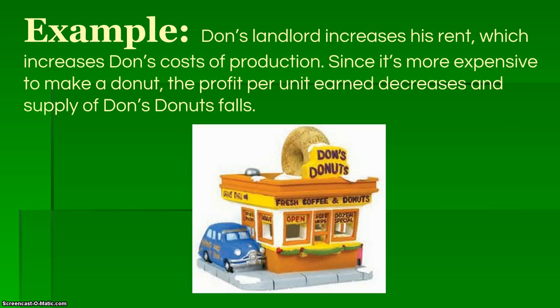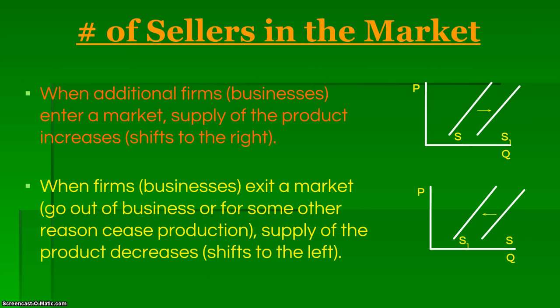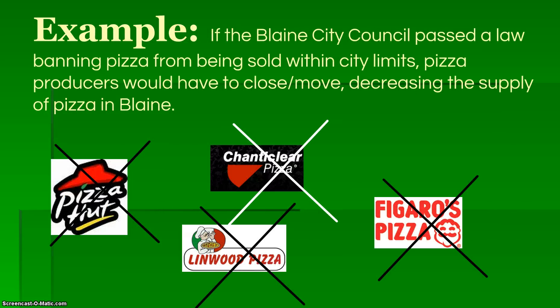So here's a little example you can take a look at. And then lastly, the number of sellers in the market. This is the S, the number of sellers, and this makes a lot of sense. When there are more firms in the market, the supply is going to go up. When there's fewer firms or businesses in the market, the supply is going to go down. So if we have a bunch of pizza joints and a few of them leave, there's not going to be as much pizza around. So the supply of pizza would go down.